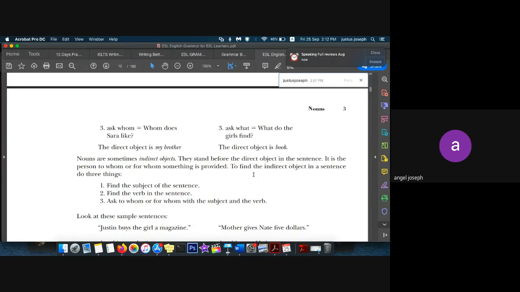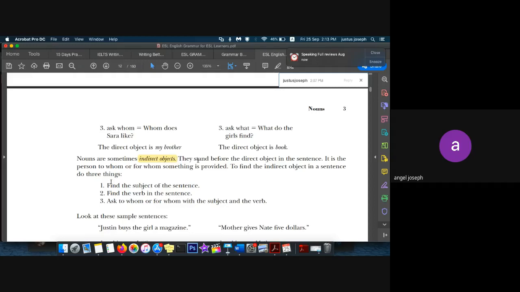Now in both these cases, my brother and book, both of these are called direct objects. Now, if there is something called a direct object, then there should be something called an indirect object. Indirect object comes before the direct object. Sometimes in a sentence, we might need more than one object. In such cases, you have one direct object and one indirect object.